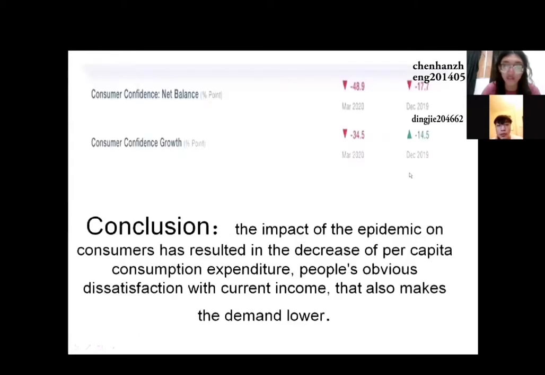Therefore, we can have a conclusion. The impacts of the epidemic on consumers have resulted in a decrease of per capita consumption expenditure. People are obviously dissatisfied with their current income, consumers lack confidence in the market and motivation to consume, and their consumption enthusiasm has been greatly reduced. So let my friend introduce the manufacturer level.